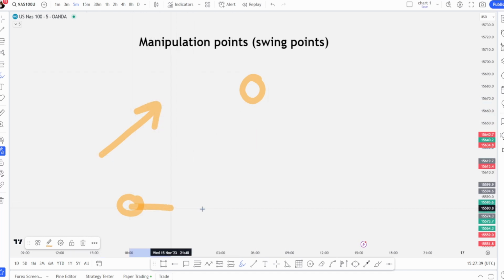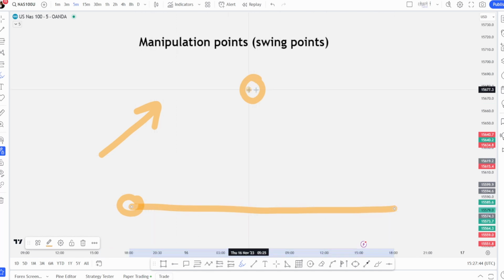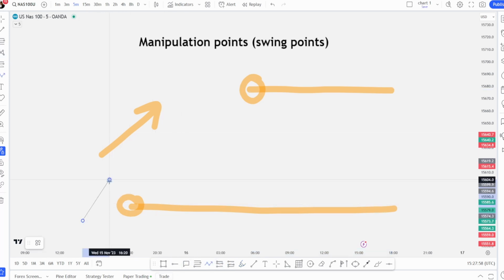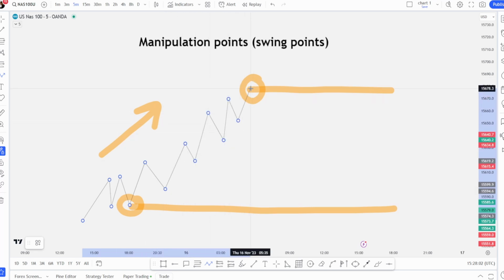We also have an area that we don't want price to go below, and we have an area that we want price to get to. So we have targets and invalidation points within the market. We also then can identify where the orders sit. So for example, let's draw a quick move here.